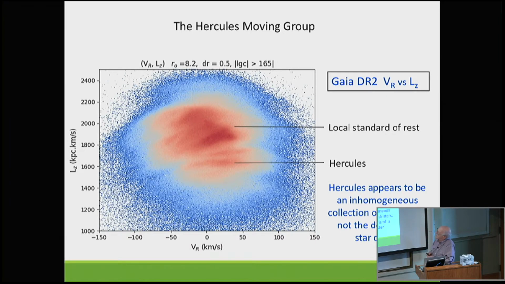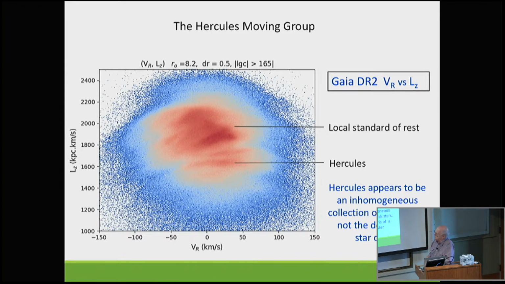So a star that's moving around the galaxy in a circular orbit with the local standard of rest has an angular momentum close to 2,000 units. These are kilometers a second, kiloparsecs, and it's got a radial velocity component that's pretty much 0. So these are all the stars that are moving pretty much with the solar neighborhood. But then there's this low angular momentum component which is called Hercules.